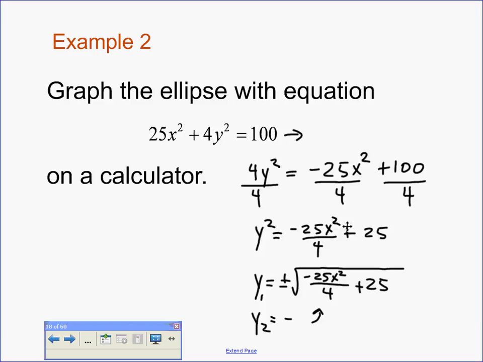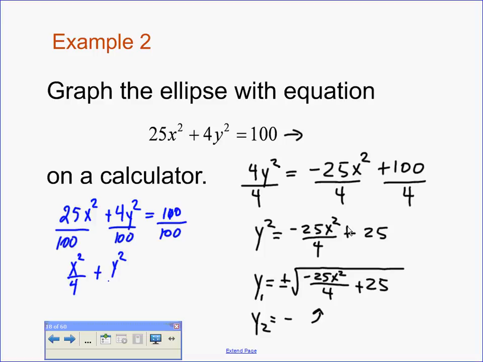So let's think about what we know here before we get started. It looks like if I were to have just gotten this in standard form, 25x squared plus 4y squared equals 100, then I would have divided everything by 100, and I would have gotten x squared over 4 plus y squared over 25 equals 1. So it looks here, since the 25 is larger than the 4, that the major axis is going to be the y-axis. So let's look and see if that's the case when we graph it.